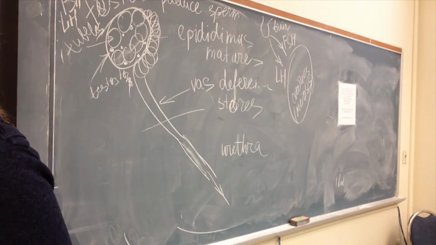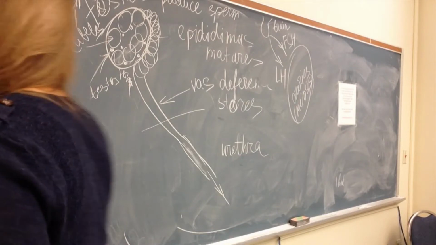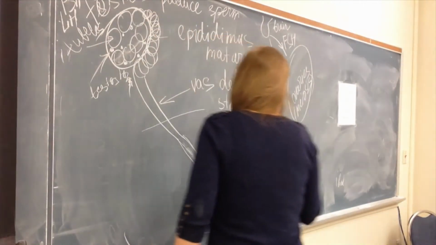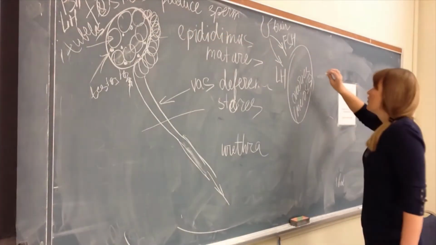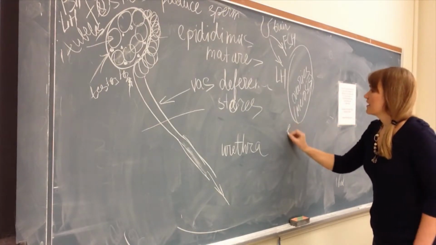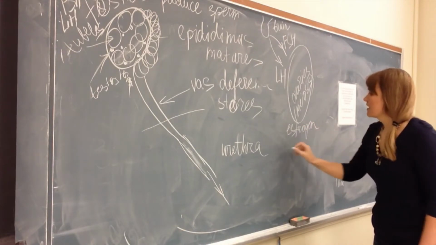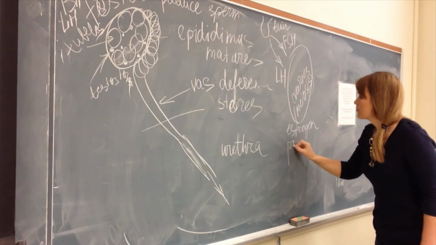Okay, oocyte. Here's what is called the ovarian cycle. It happens in the ovaries. Ovaries will produce estrogen and progesterone.